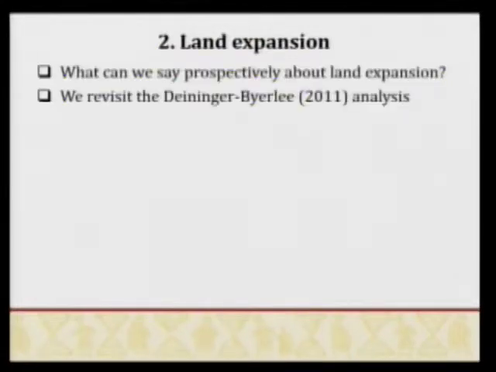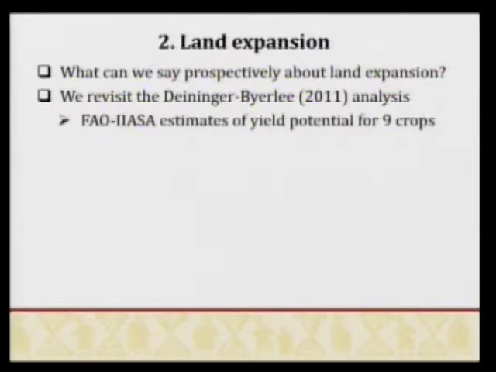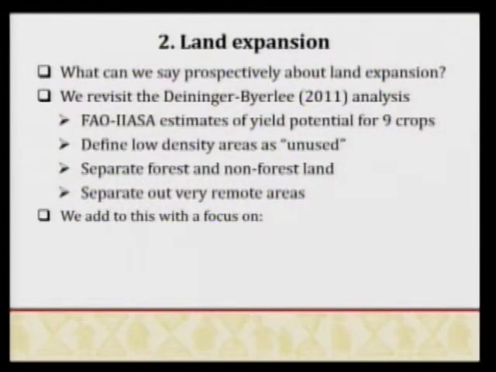So that's what's happening retrospectively with farm sizes. What can we say prospectively about land expansion in Africa? We revisit an analysis of large farm issues by Deininger and Byerlee. They used or commissioned research using basically GIS data, geographic information systems data, to look at yield potential. They defined unused areas as those with very low density. They separate out forest and non-forest because we obviously should want to protect the forest as much as we can.